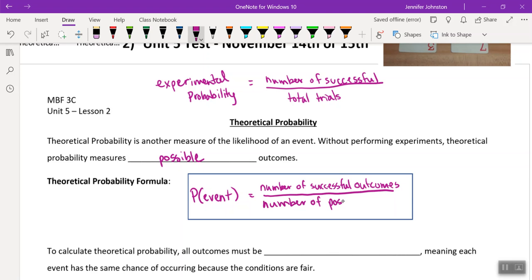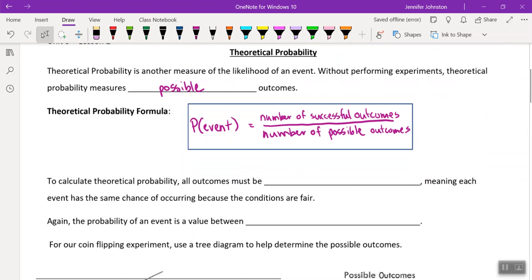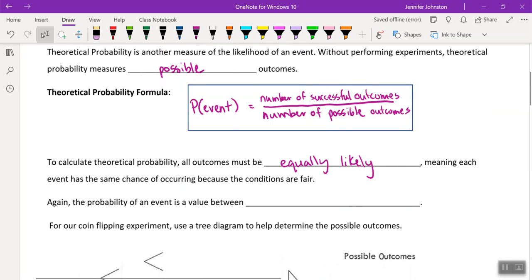Possible. So this is not trials anymore. It's how many outcomes there should be. We're not doing trials anymore. So to calculate the theoretical probability, all outcomes must be equally likely. So there's no loaded die here, meaning that every event has the same chance of occurring, and the conditions are fair.